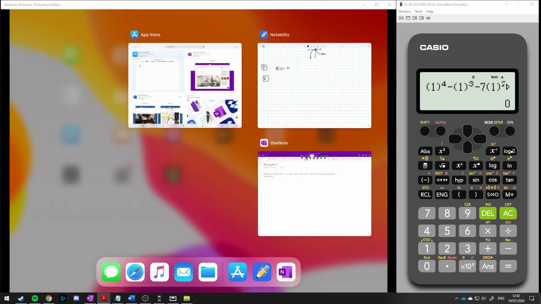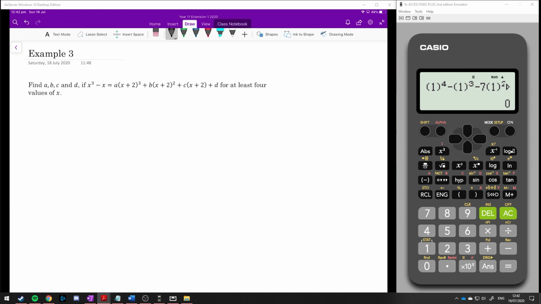Anyway, let's have a look at an example. Find a, b, c, and d if x cubed minus x is equal to a lots of x plus 2 cubed plus b lots of x plus 2 squared plus c lots of x plus 2 plus d for at least 4 values of x. So what we're going to do is, because they are equal for the four values of x, they are identically equal, okay?